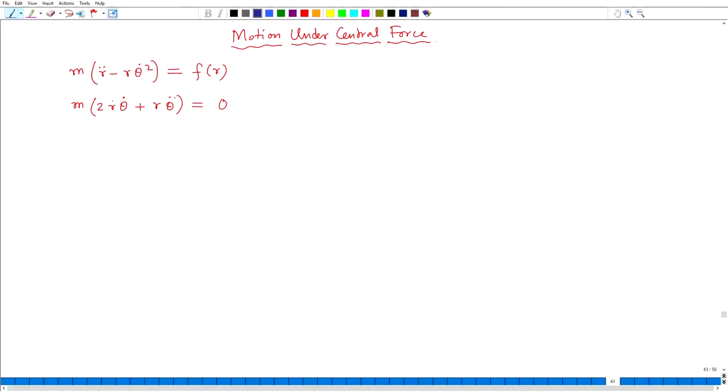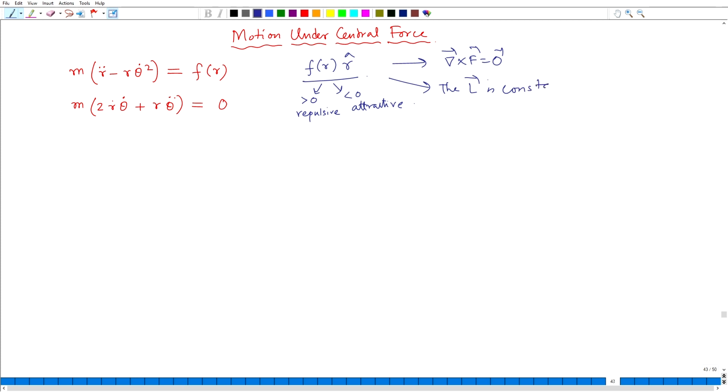As I said, whenever a force has this specific form F(r) r cap, then according as this F(r) is greater than 0 or less than 0, it can be repulsive or attractive. Greater than 0, it is repulsive, and less than 0, it is attractive. Then this has very interesting properties. This is curl-less, this is conservative, and the total angular momentum is conserved, or is a constant vector.